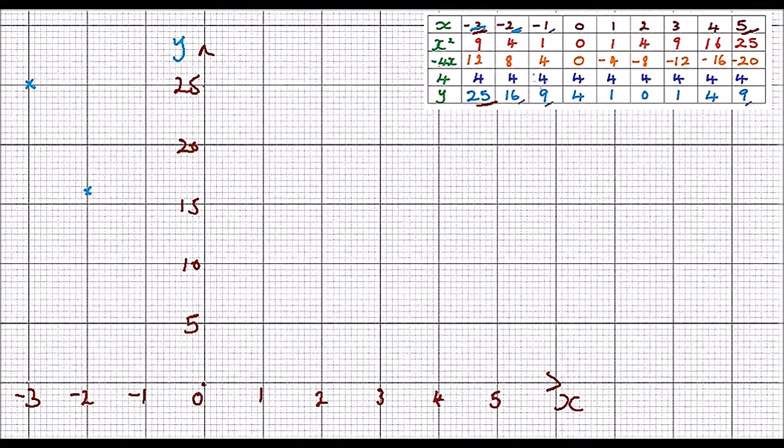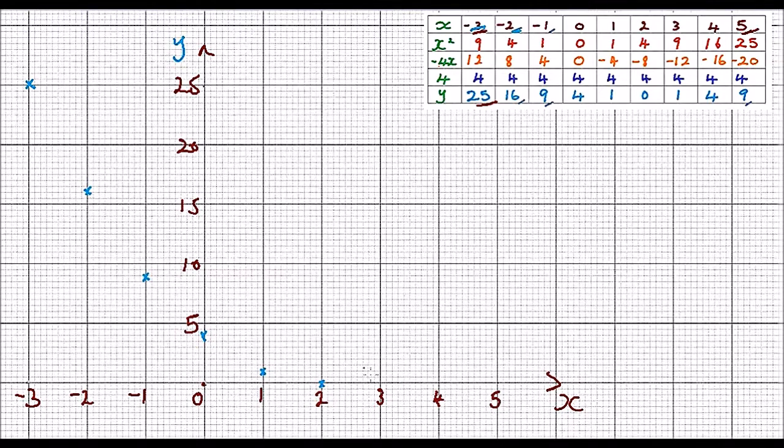When x is -1, y is 9, so this is -1, 9 will be there. When x is 0, y is 4, so 0, we have y is 4. When x is 1, y is 1, so we have, that is our 1. When x is 2, y is 0, so that is our y.